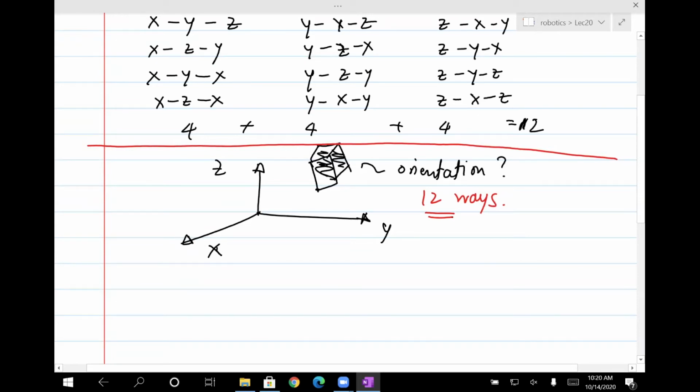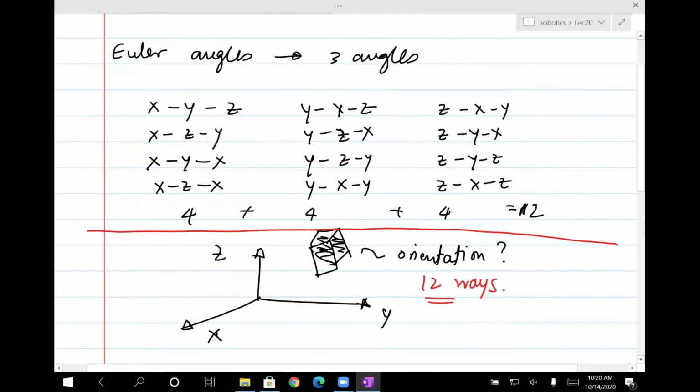And that's what people do. They choose one of the methods to describe. Some of these have special names. So this one is actually called Bryant angles. I don't quite know about other notations, but that one is kind of common.